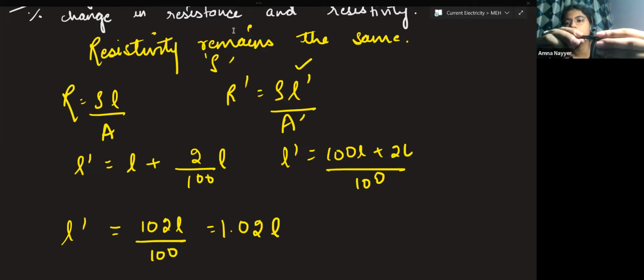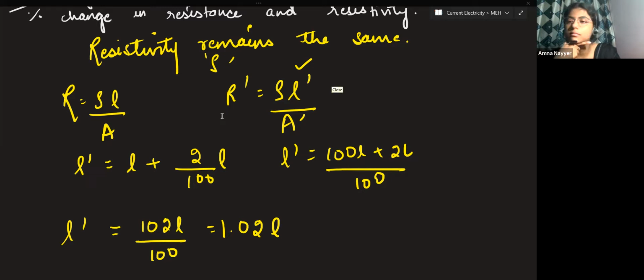Let's say this was the wire and you have pulled the wire, you have increased its length. So what happened to the area of cross section? That decreases. So the area of cross section definitely decreases. But why does it decrease? Which quantity remains the same? Resistance definitely changes. Length is changing, area is changing, so resistance also changes.